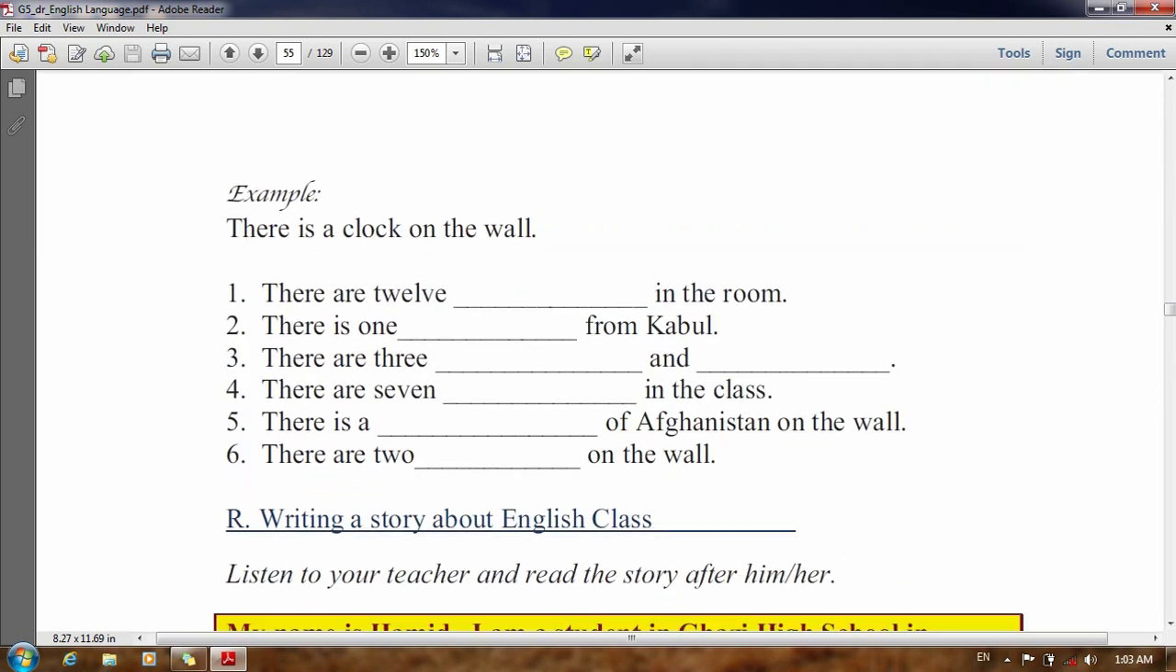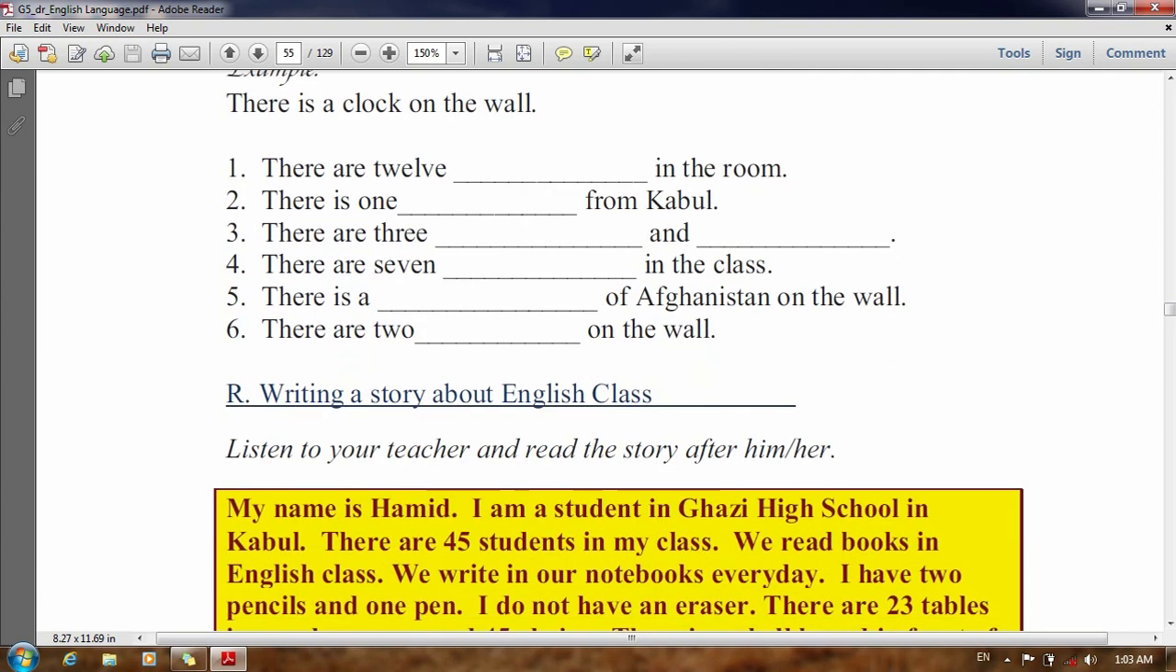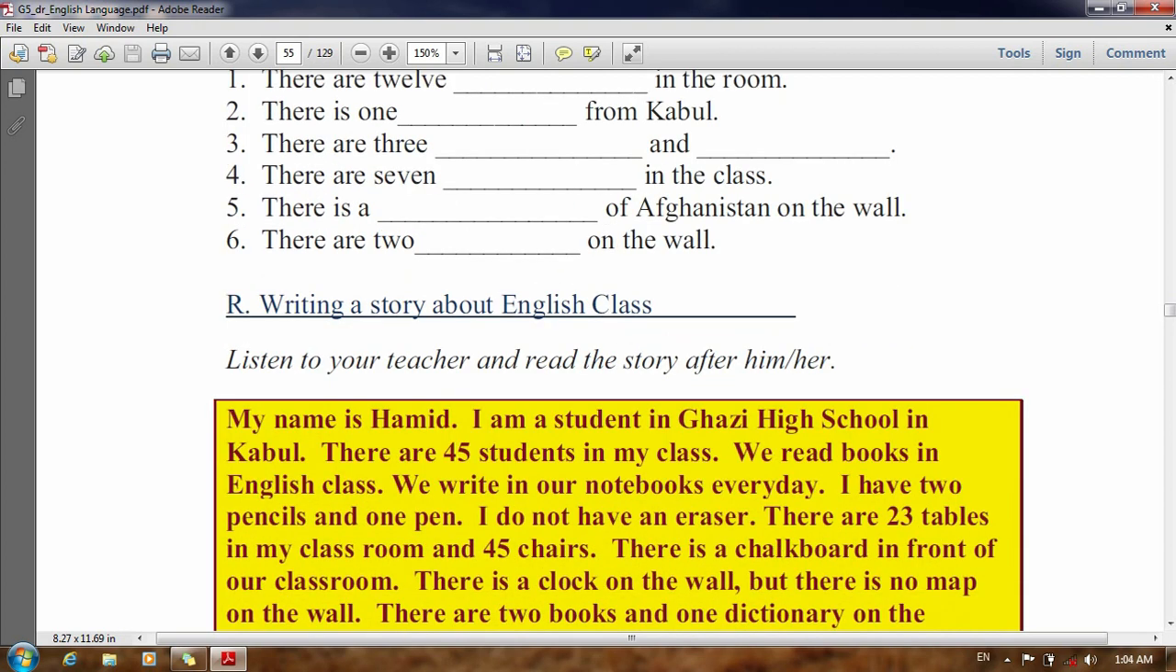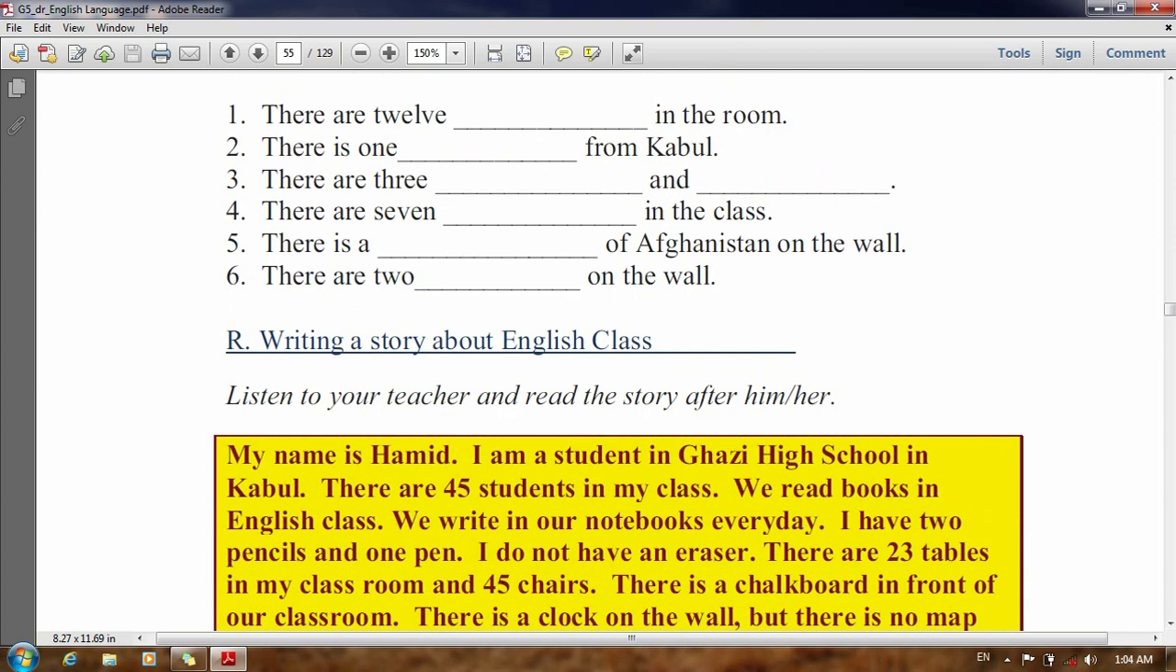Example. There is a clock on the wall. There are 12 chairs in the room. There are 12 students in the room.